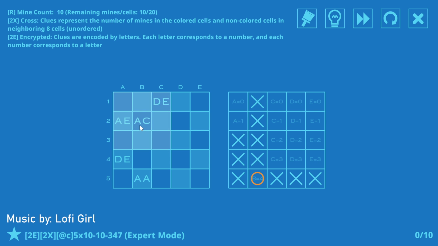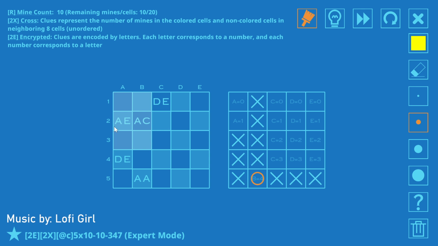Well, I want to say that C is more than E. Do the A's here refer to the same thing? It might not actually.